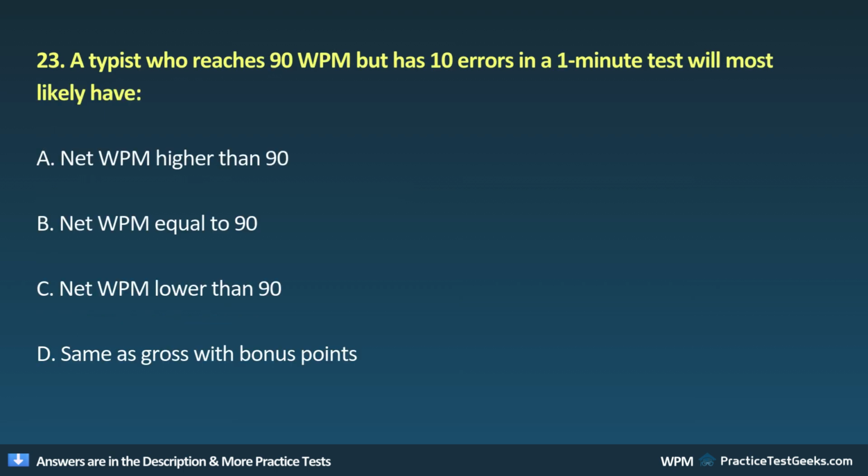23. A typist who reaches 90 WPM but has 10 errors in a 1-minute test will most likely have A. Net WPM higher than 90. B. Net WPM equal to 90. C. Net WPM lower than 90. D. Same as gross, with bonus points.